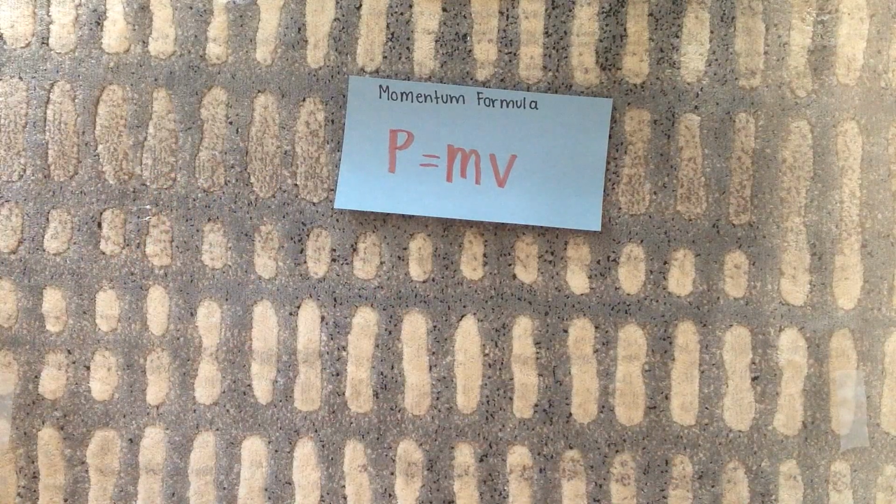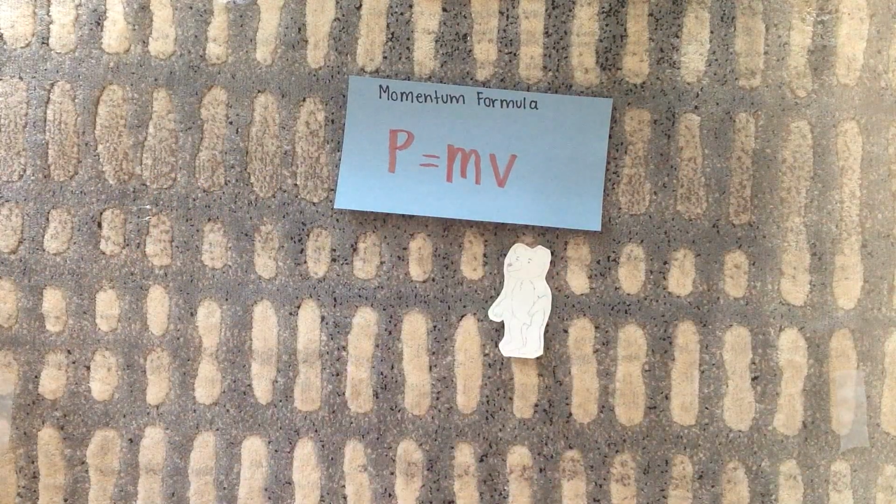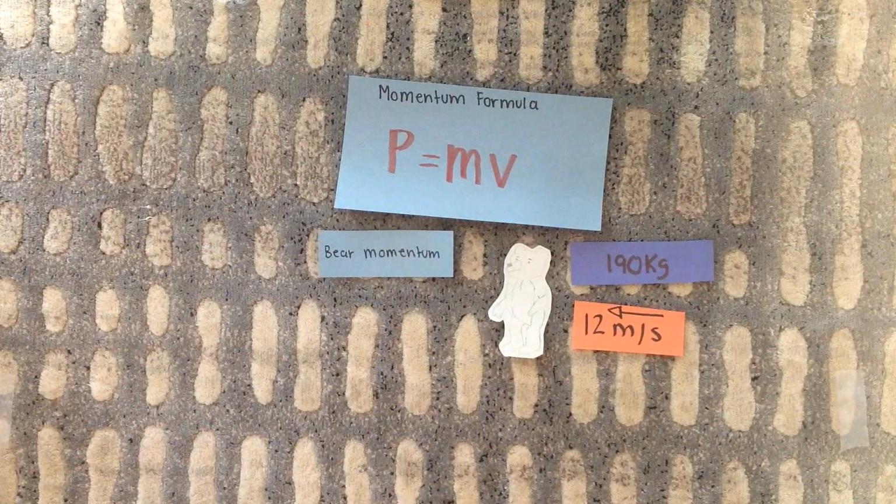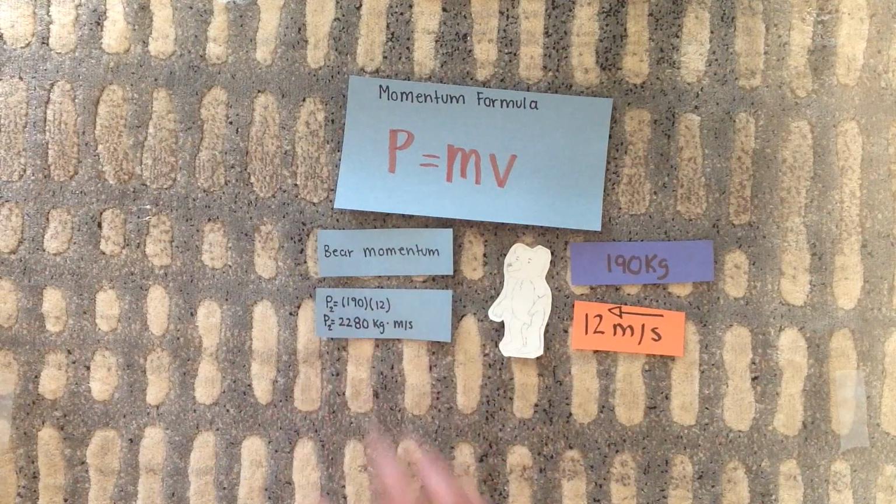We can do the same for the bear, who I will remind you has a mass of 190 kg and is moving at 12 meters per second. Keeping the formula in mind, we can calculate the bear's momentum, 190 times 12, which gives us his momentum of 2,280 kg meters per second. We'll label it with the subscript 2 as it's our second momentum found.